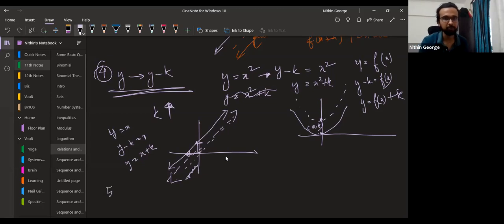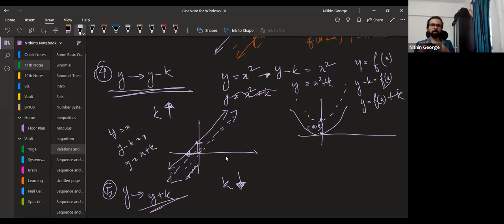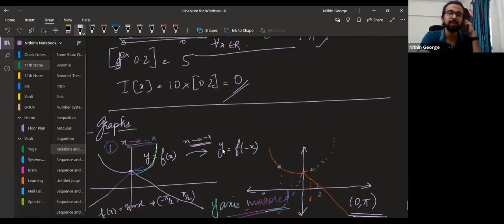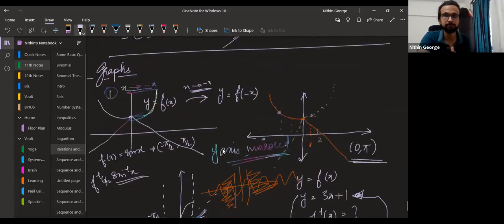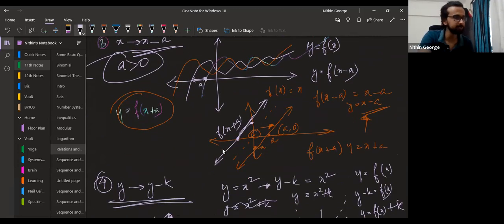Now, if y becomes y plus k, what happens, guys? K units downwards. Okay, just figure the logic out when you get the time. Got it? We have given you enough content to figure it out on your own. Do you have any doubts here? Any doubts? This is important. You'll have to use this again and again in any type of graph related questions. Any doubts here, guys?